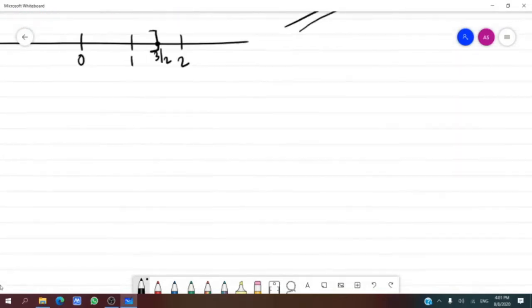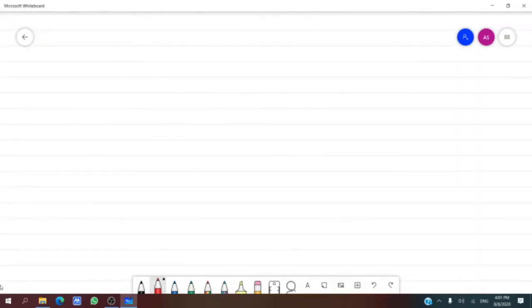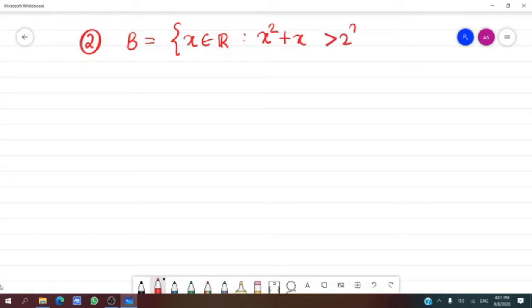വേറൊരു എക്സാമ്പിൾ നോക്കാം. Set of all real numbers. B is a set of all real numbers x such that x square plus x is greater than 2. Okay, so x square plus x greater than 2 means if and only if x square plus x minus 2 is greater than 0.